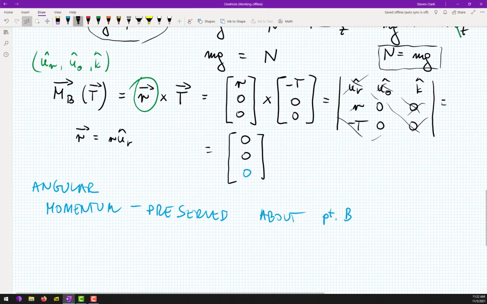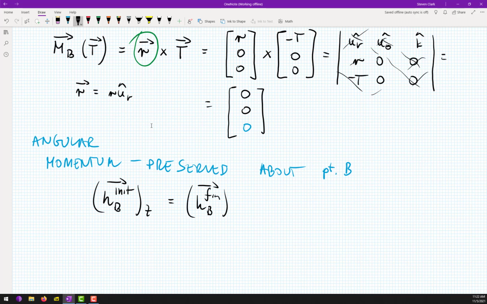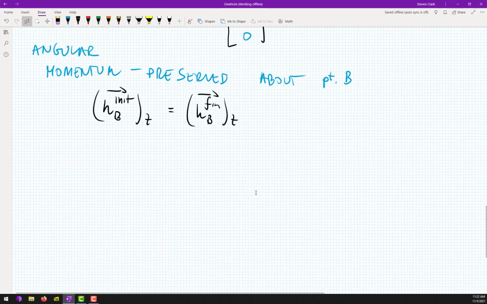So we can write H_B initial, Z is equal to H_B final, Z component only. Now our goal is to find the angular momentum. So H by definition is r times mv. Before I move forward, any questions?